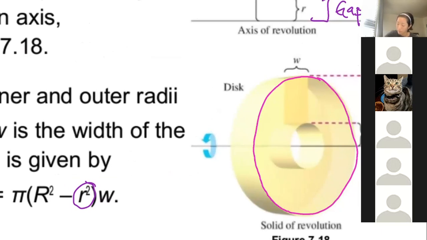And then we have a second function that doesn't go quite as far out. And this one we would say is our little r. And as their diagram says, from the center all the way out is the big R, okay? And we have our axis of revolution going right through the middle.